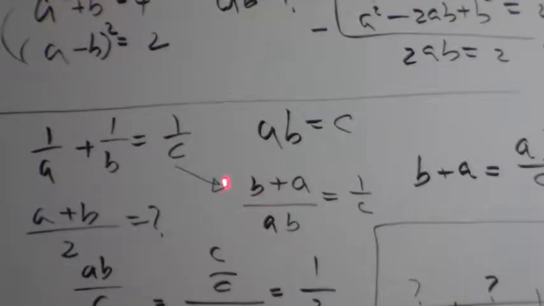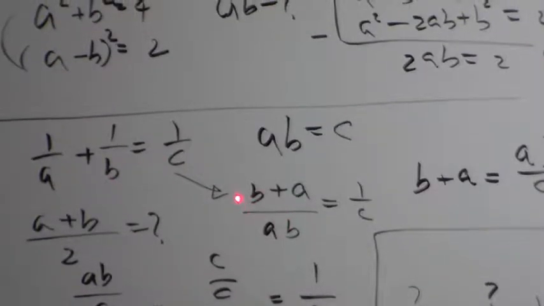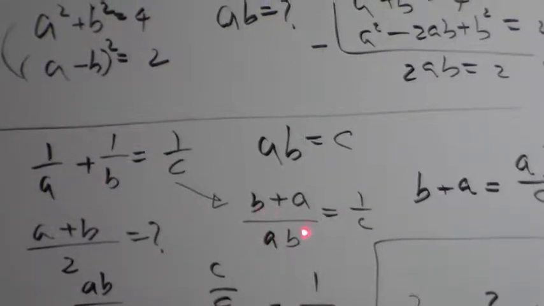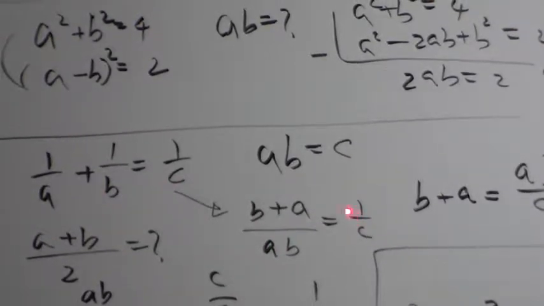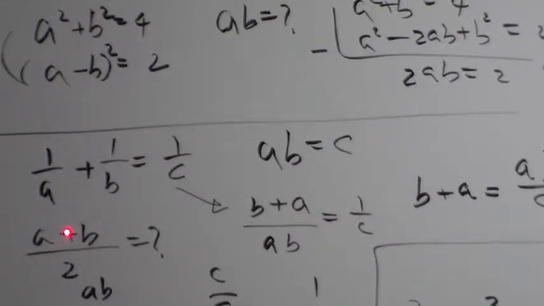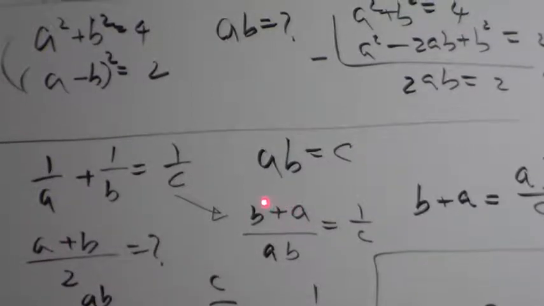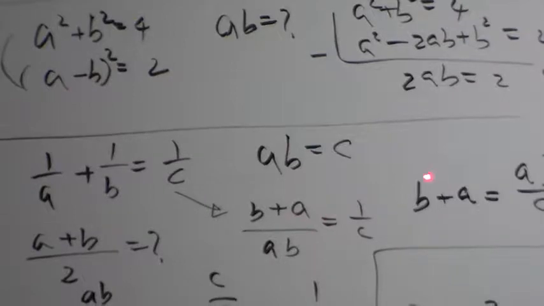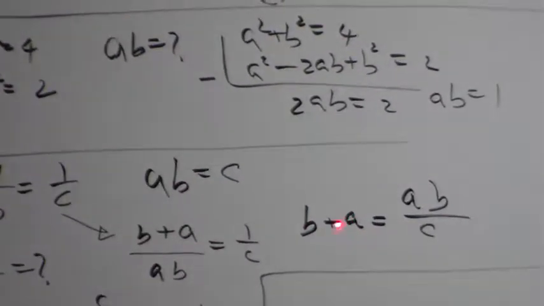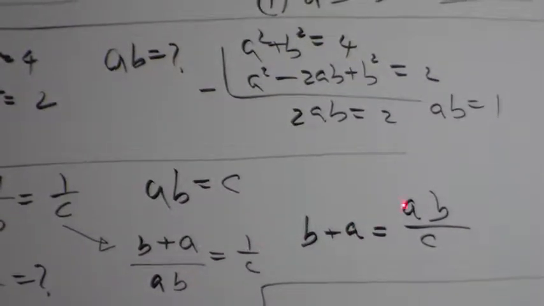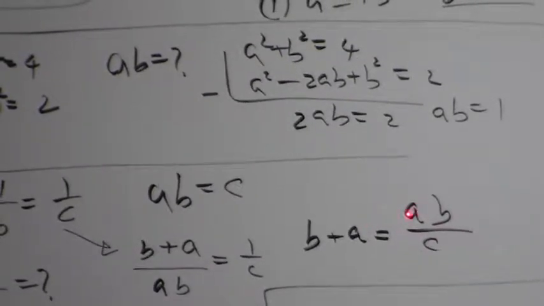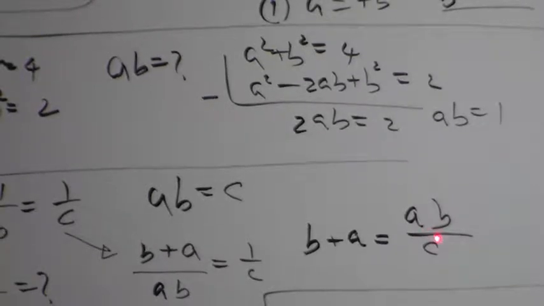We're going to rewrite this as a plus b over ab, adding this, equal to 1 over c, right? Then we're looking for a plus b. We have to find a plus b, so we're looking for a plus b over here. Then a plus b, or b plus a, is, we're going to move this part over there, ab divided by c. So a plus b is ab divided by c.